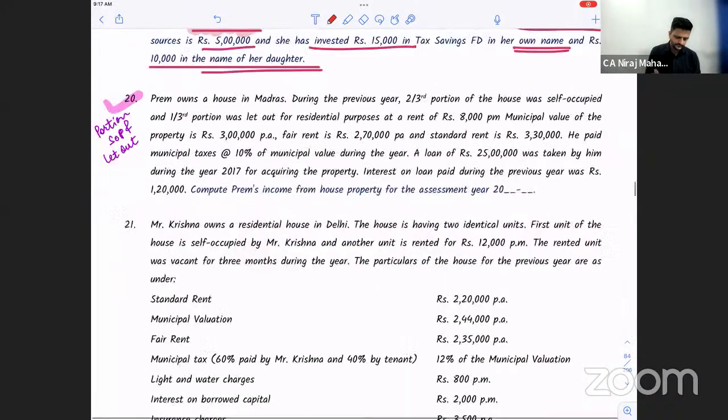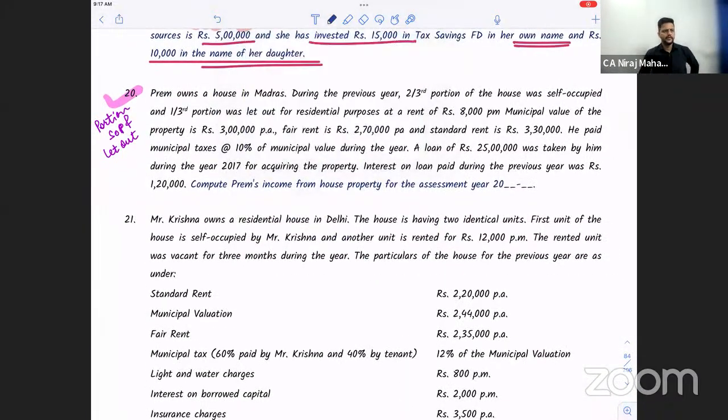Ready? Chalo. Let's read the question. Prem owns a house in Madras. During the year, 2/3 of the house was SOP and 1/3 was let out. They have already given you the basis now. For residential purpose. And the rent obviously is 8,000 rupees per month. Use common sense: is 8,000 rupees for the entire house? Obviously not, it is only for that 1/3 portion.